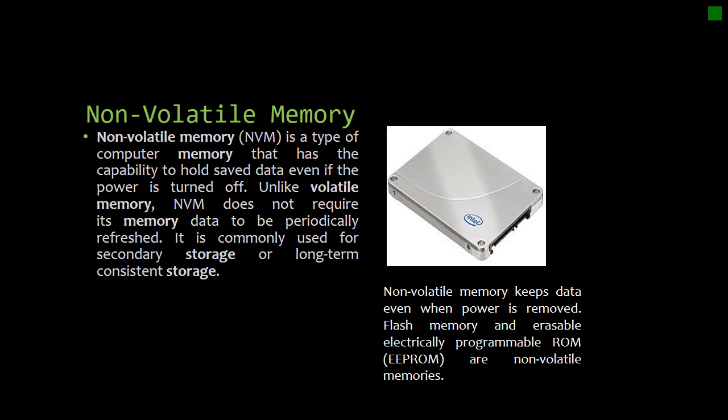Another type of memory is a non-volatile memory. This is a type of computer memory that has the capability to save data even if the power is turned off. Unlike volatile memory, the NVM does not require its memory data to be periodically refreshed. It is commonly used by secondary storage or long-term persistent storage. The non-volatile memory keeps data even when power is removed. Flash memory and EEPROM are examples of non-volatile memories.